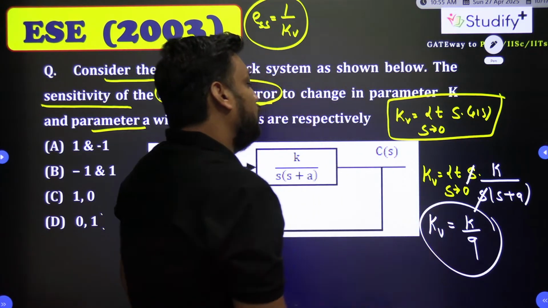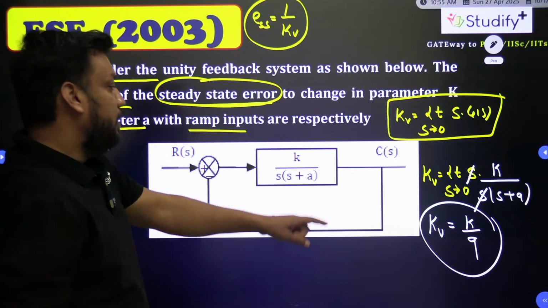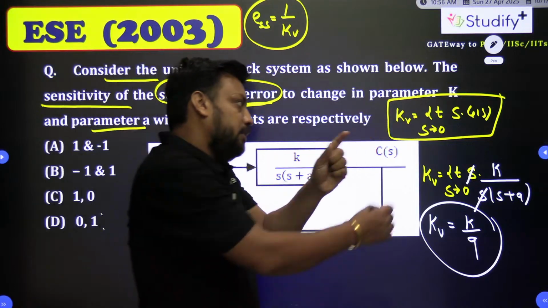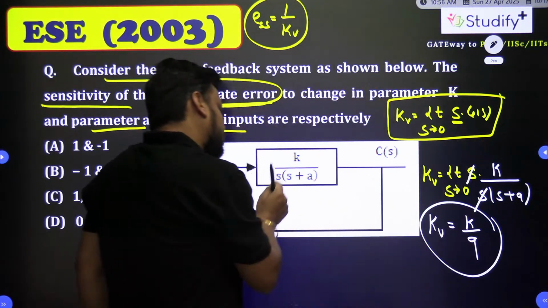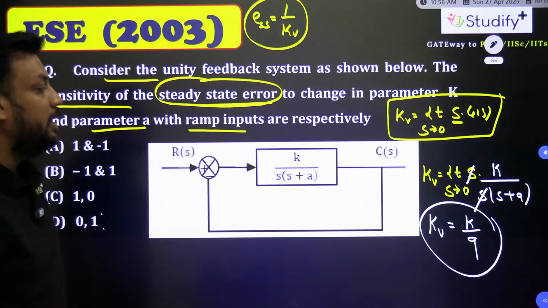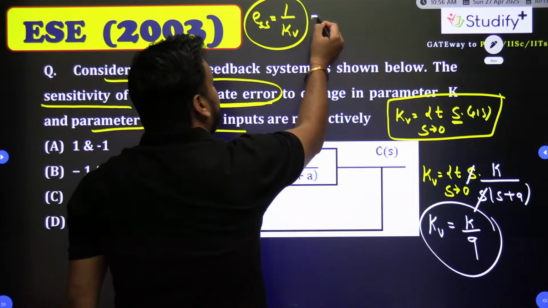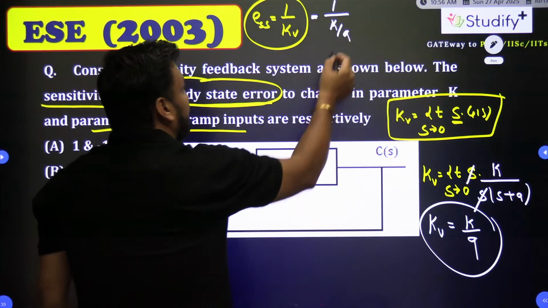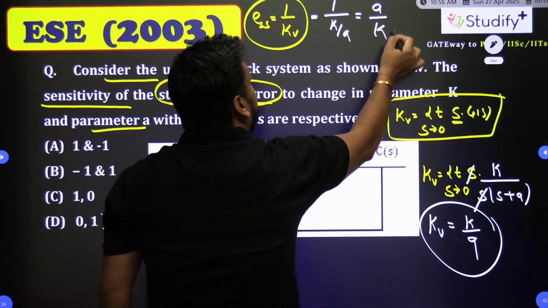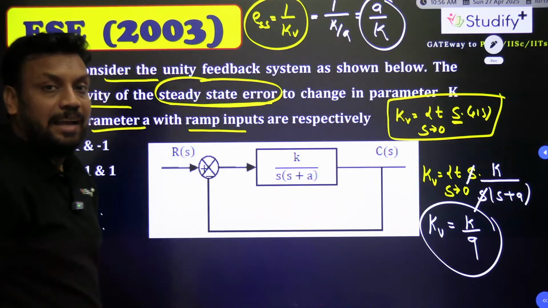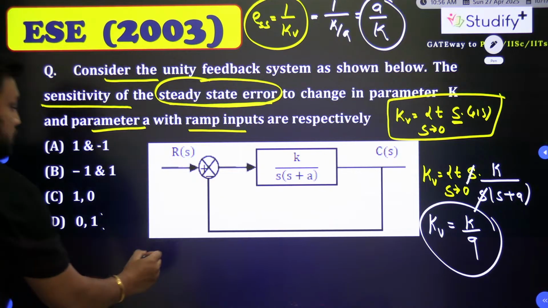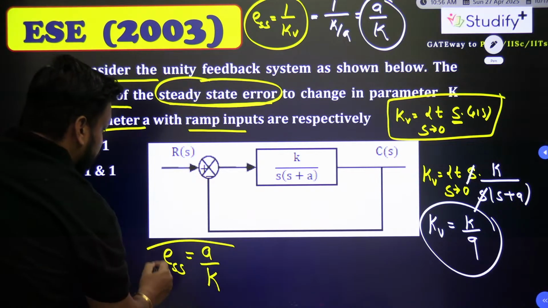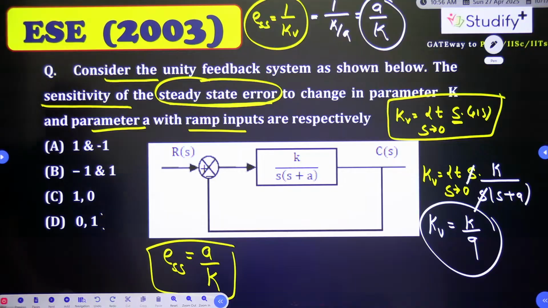Now look, the value of Kv is k by a, because we applied limit s tends to 0 of s into G(s), and the s in the numerator gets cancelled with the denominator and you will get k by a as Kv. But what is the error ESS? 1 upon Kv, sir. And when you put Kv value k by a here, eventually you will get a by k. So what is this a by k that came? This is the steady state error, sir. So we wrote the steady state error in a box, it is nothing but a by k. Now look, I will write this on the next slide, there is no space here.